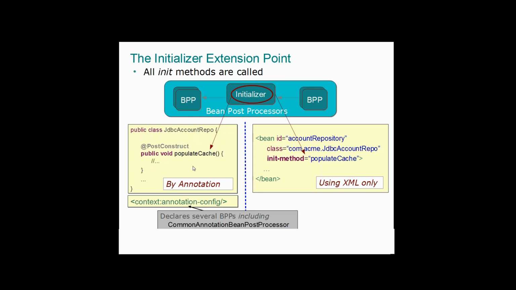Same case when you do the Java configuration and use the component scan annotation. Behind the scenes, it will set up several bean post processors for you. Okay, this is in case of Java annotation, and this is in case of an XML configuration: init-method equal to a method name. Okay, so this is about bean post processor initialization.